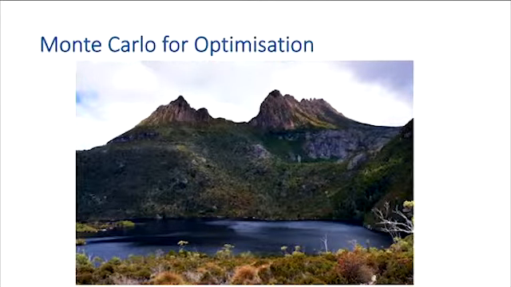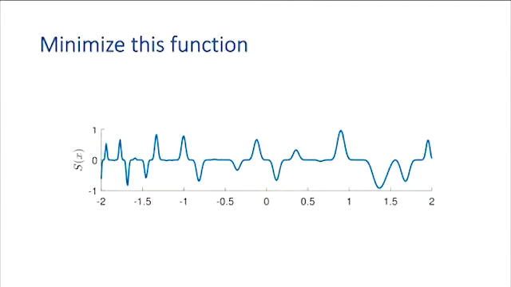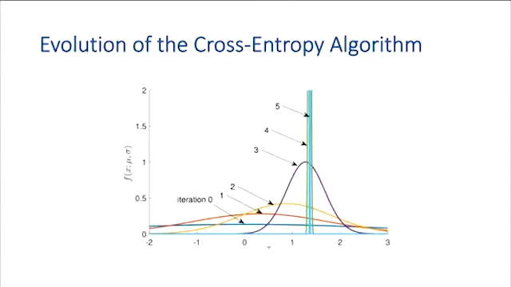All right, then we have optimization. So you've got a mountain, and maybe you want to find the maximal point. Or we have some function like this, and you want to find a minimal point. What we could do is use a similar idea: simulate points on this line via some random mechanism, evaluate the function values, and then see if you can simulate them in a better way. You get a picture like this. This is the cross-entropy algorithm.